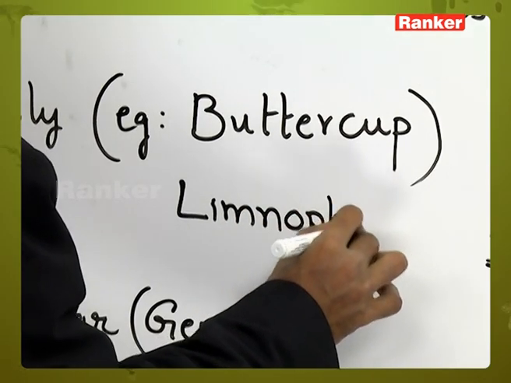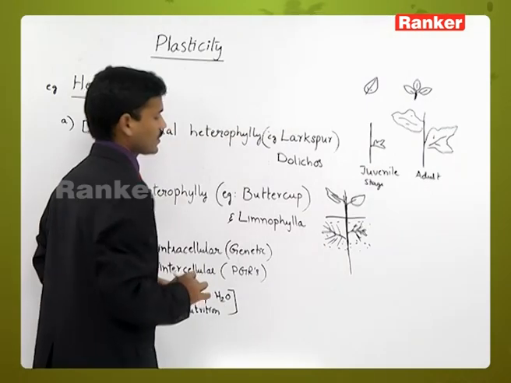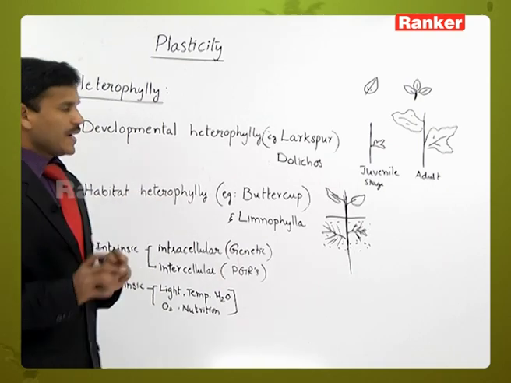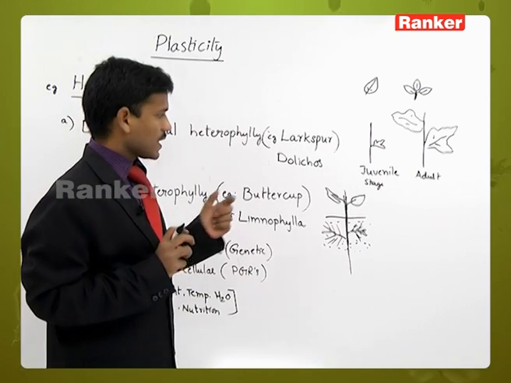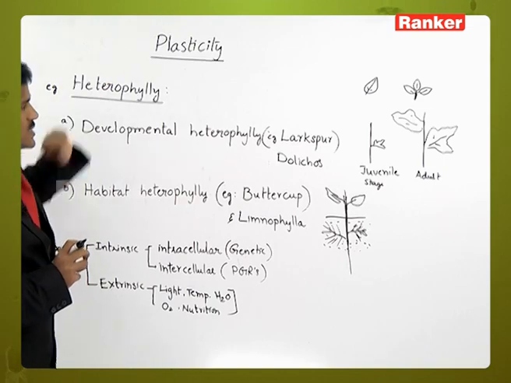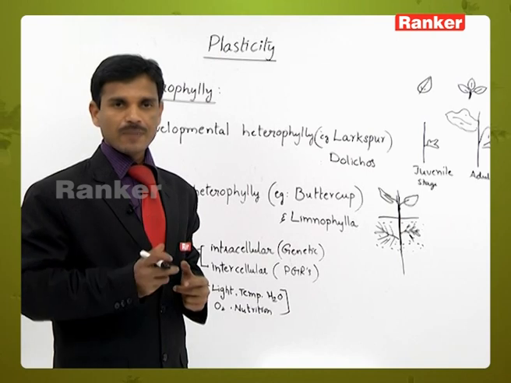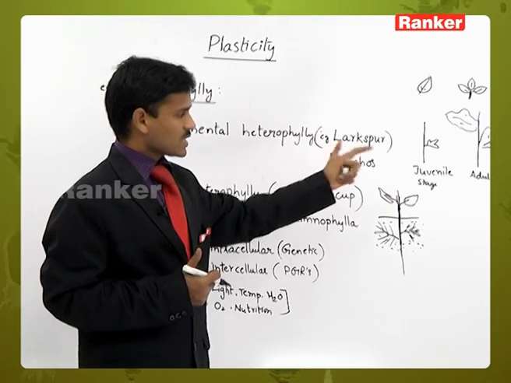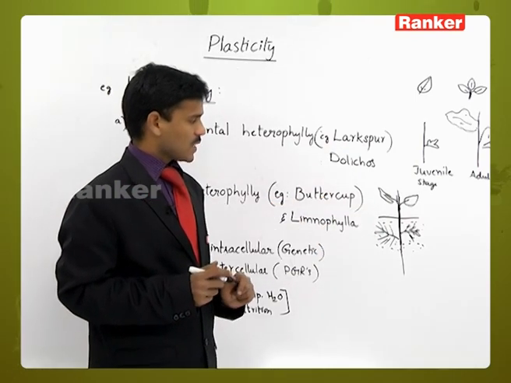Limnophila heterophylla is also an aquatic plant. In this type of heterophylly, different types of leaf structures are produced by the same plant. Heterophylly is one example of plasticity. So plants follow different pathways to produce different structures at various stages, the juvenile stage, the adult stage, or sometimes two types of leaves are observed at the same time in these plants.